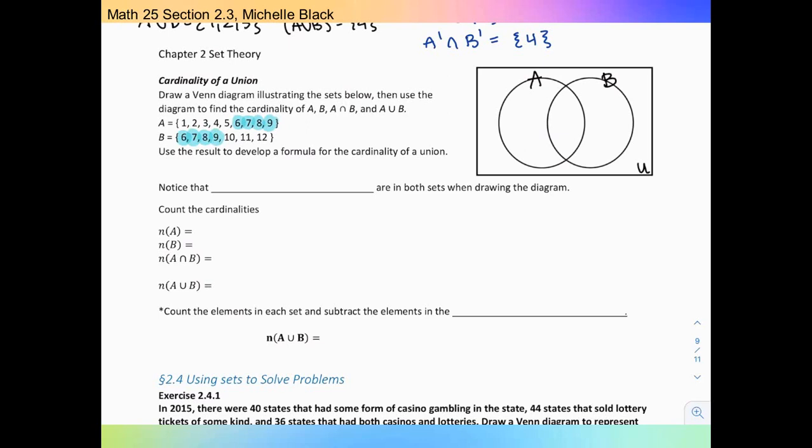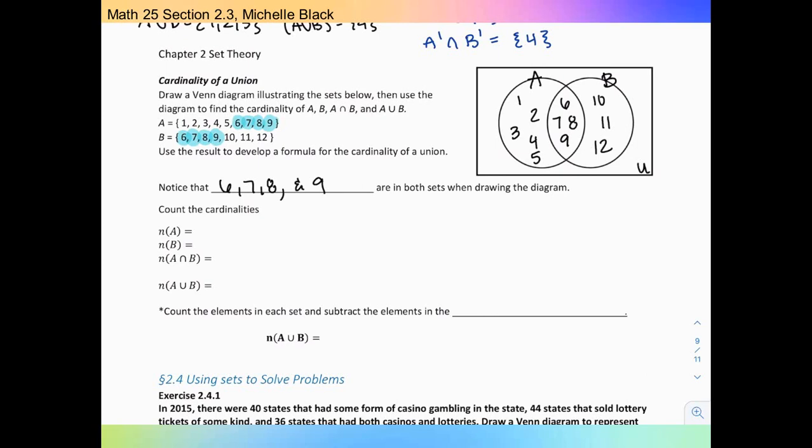So in our picture, we need to determine where we should write those numbers first. Since they're in both, we should draw them in the intersection in the middle. Notice that 6, 7, 8, and 9 are in both sets when drawing this diagram. Now you can write the leftovers from each set in just their part of the circle. So just in what we used to call region 1, I'm going to write down the numbers 1, 2, 3, 4, 5. And in the region we were calling region 3 earlier, I'm going to write the leftovers 10, 11, 12.